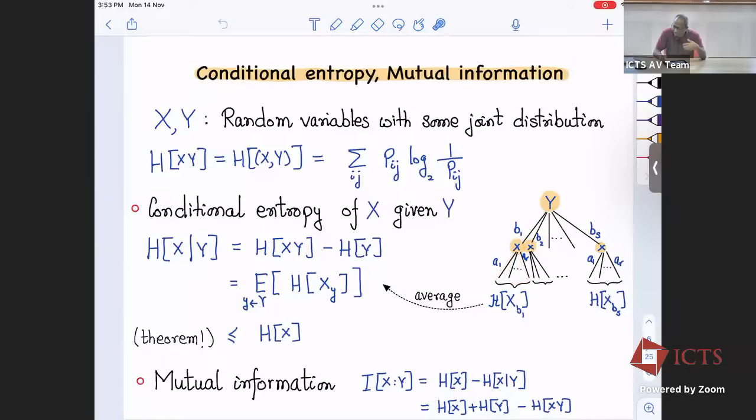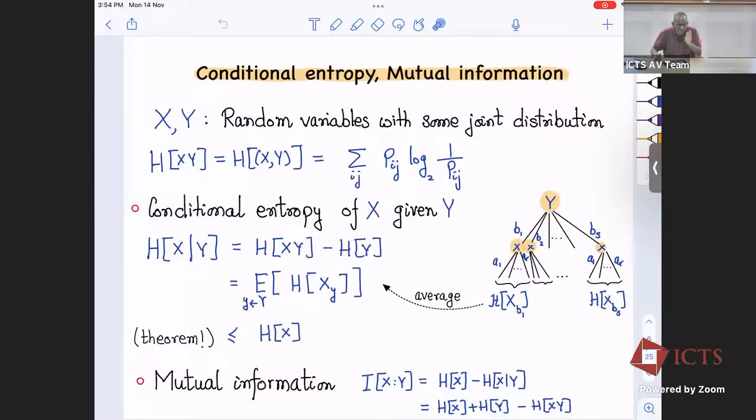Now, each of these conditional distributions has its own entropy. You have a little entropy inside each of these subtrees corresponding to the conditional distribution there. You just take their average based on these probabilities, and that, it turns out, is the same thing as this. This is just jugglery with formulas. So on an average, how much entropy does X retain after Y has been fixed? That is declared to be the entropy of X given Y. That is our formula.